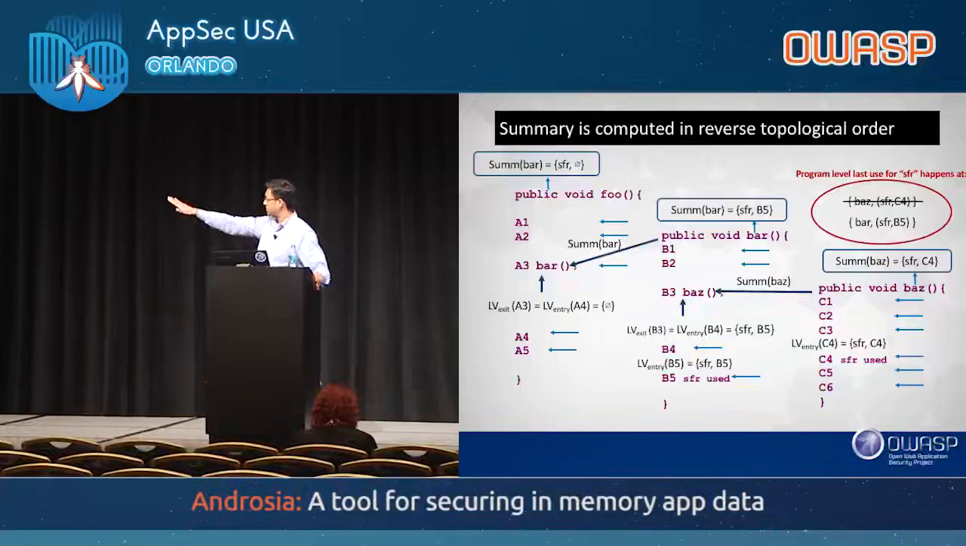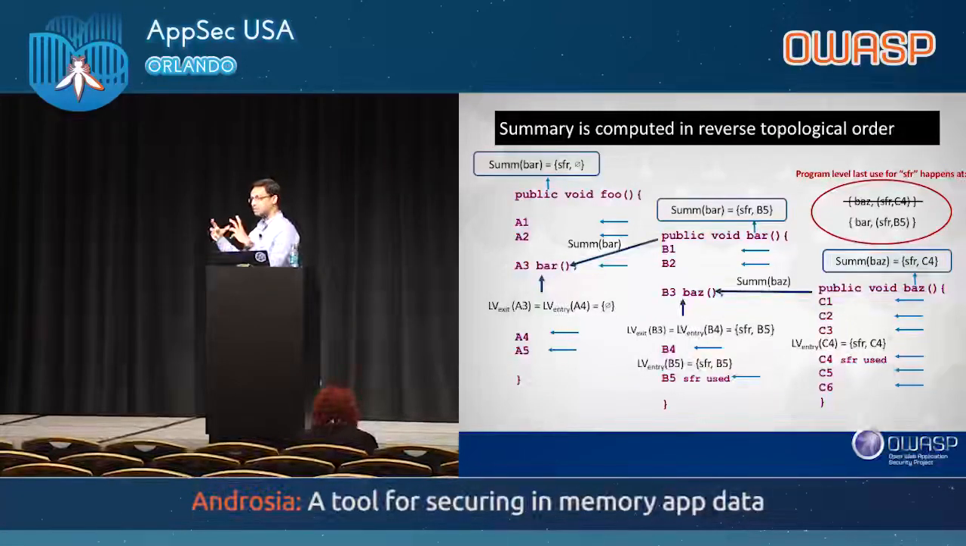So here we have summaries for all the methods. As you can see, foo is calling bar, which is calling baz. And the static field references are used at B5 and C4. So in the summary, you have that information already. So what we are going to do is again run our tool on this program, and as I said, it goes in the reverse topological order of method execution.